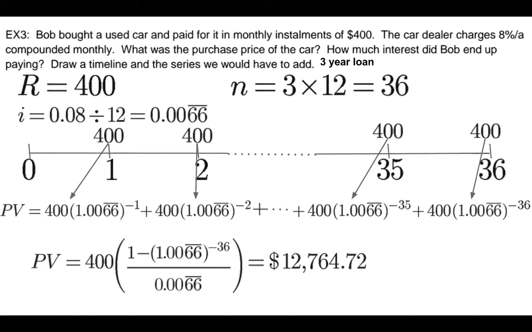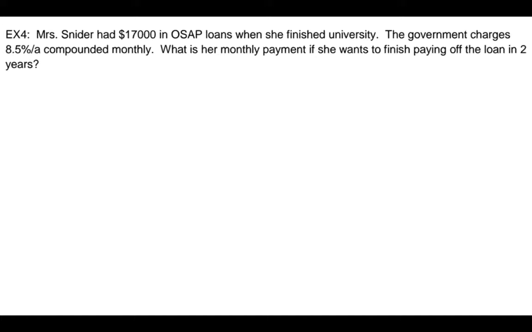If you multiply 400 by 36, you'll notice that you actually end up paying more than the purchase price of the car because you're borrowing money for it. Final one, 17,000 OSAP loans.